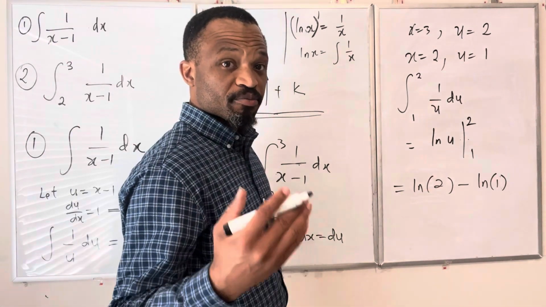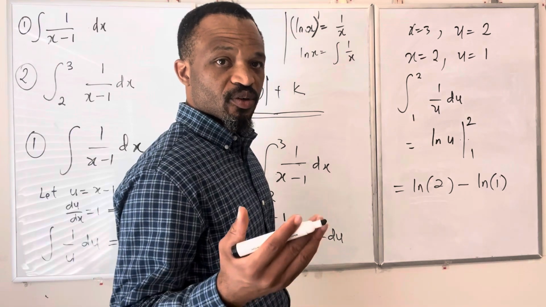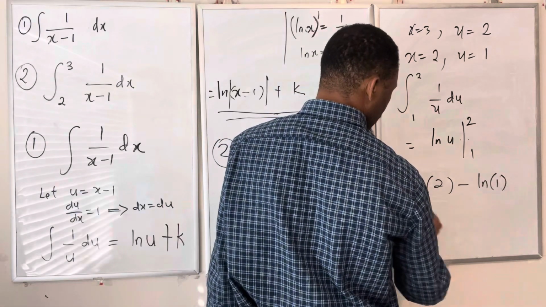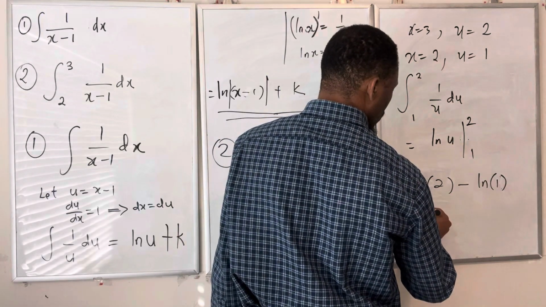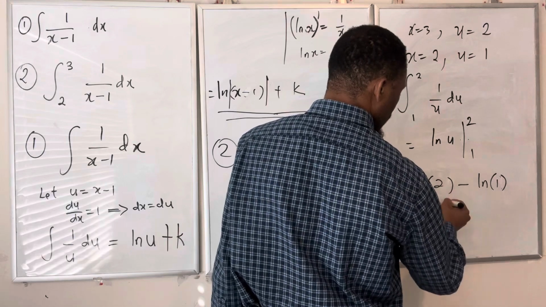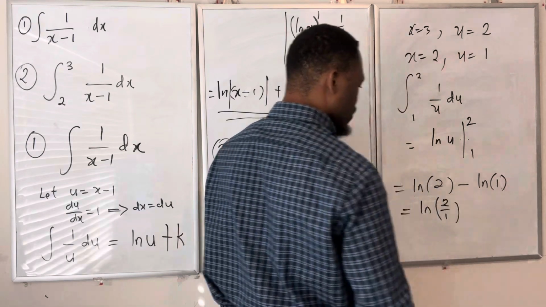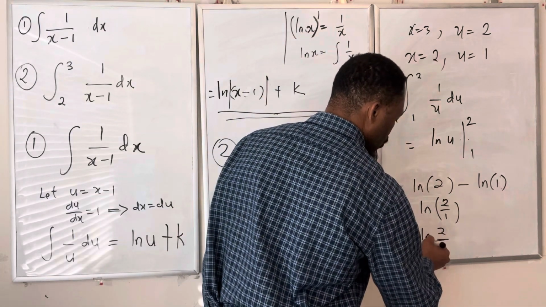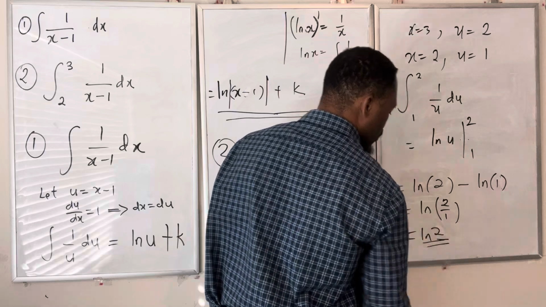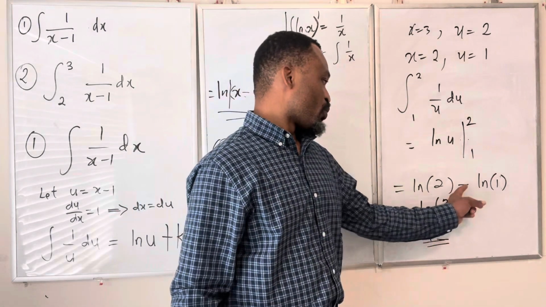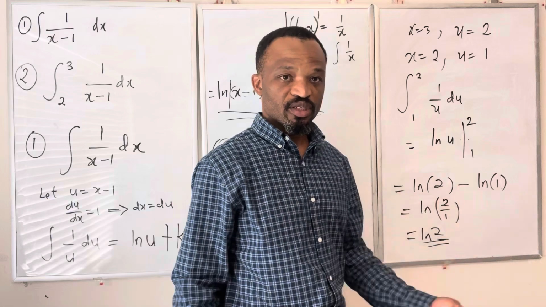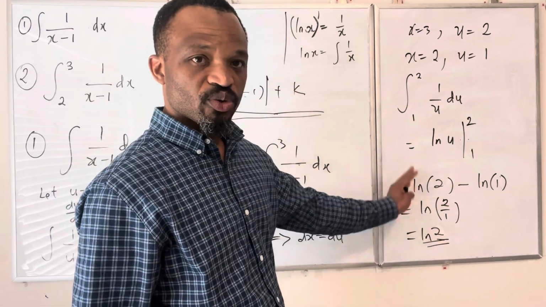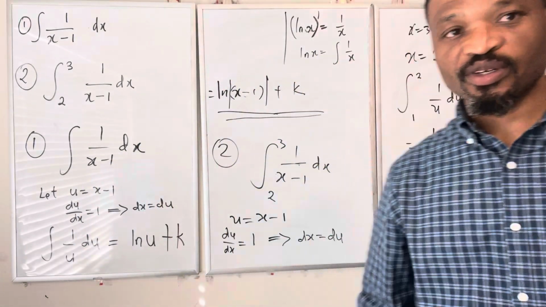By the law of logarithms, when we have the log of something minus the log of something, that is equal to ln of 2 over 1, which is also equal to ln 2. Or even from here, the logarithm of 1 is 0. So we can just leave it as ln 2. Either way, you'll still arrive at the same answer.